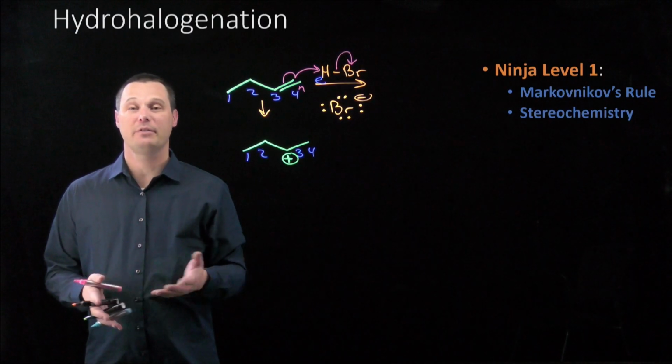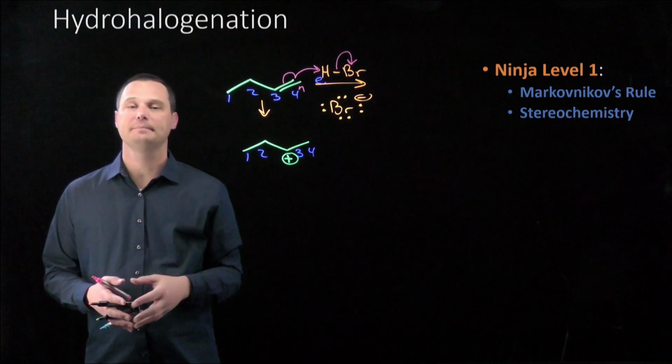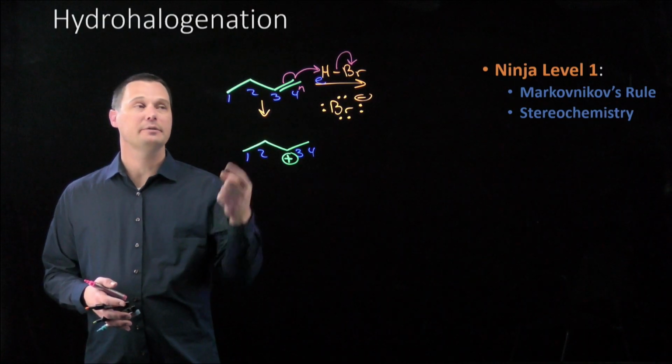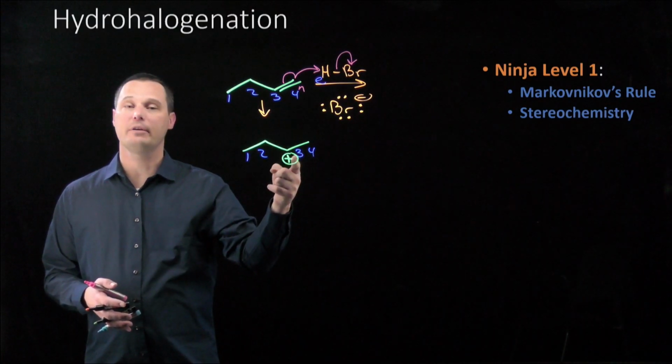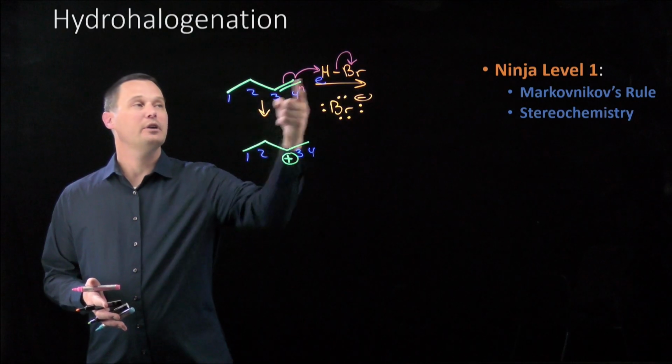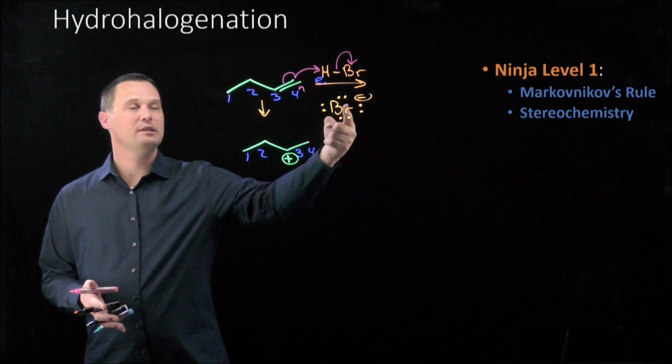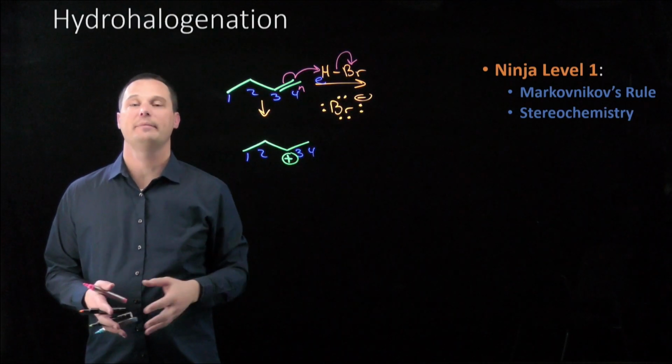I always like to ask myself 3 good questions at every step in a mechanism. First, do I have all of my charges and carbons? There are 4 carbons in my starting material and my intermediate, so I have all of my carbons. We started out net neutral, and we end with a positive and a negative, so we end net neutral, and I have all of my charges and carbons.